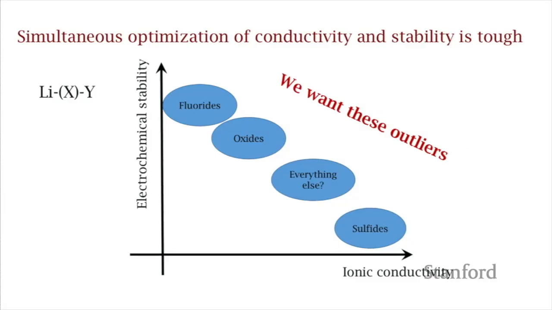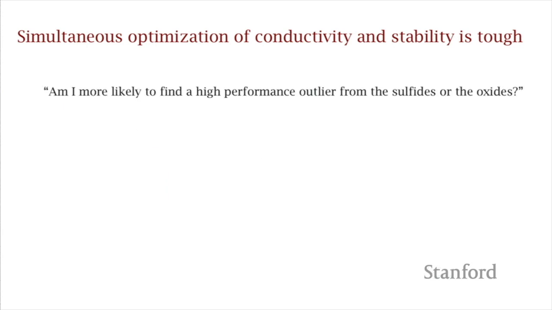But we want the outliers, as I said, that are up here on the upper right. And you can see it's a difficult question to say, if most of my data is here, or most of my data is here, is it easier for me to get from here to here, or from here to here? It's not a trivial question to answer. I've heard these questions asked a lot of times at conferences, where people say, am I more likely to find an outlier that's an oxide or an outlier that's a sulfide? And no one really knows. But it has really big implications.